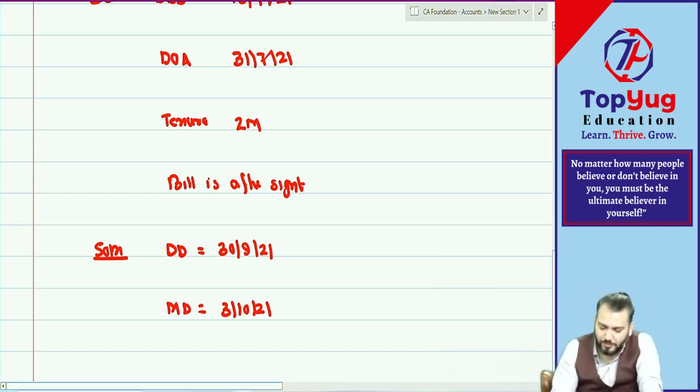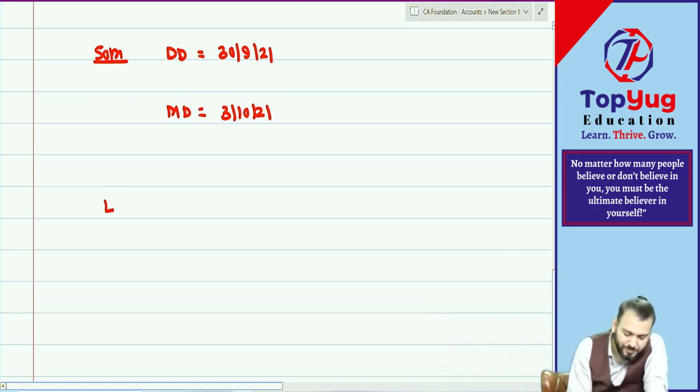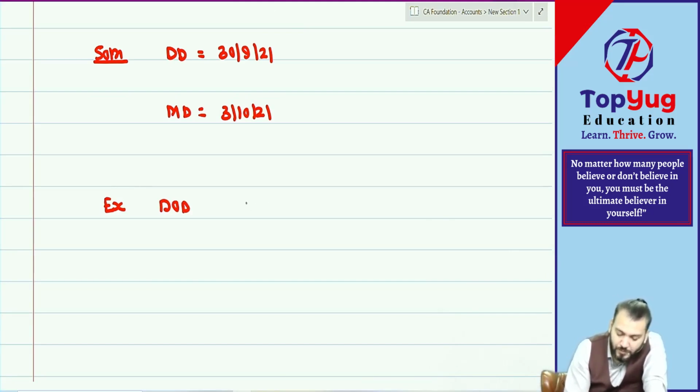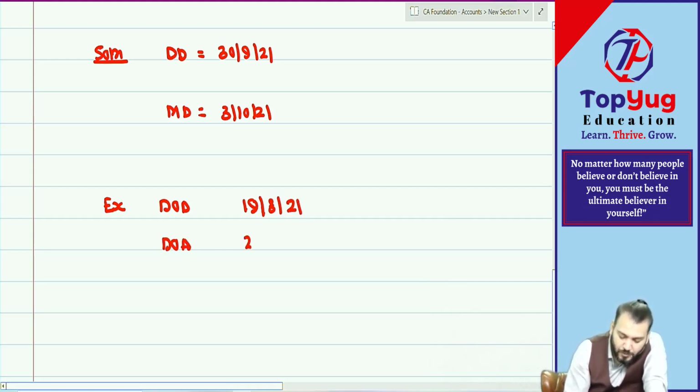One last question. It's easy now. Only for practice we are doing. Date of drawing is 19 August 2021. Date of acceptance 21 August 2021, and tenure 45 days.